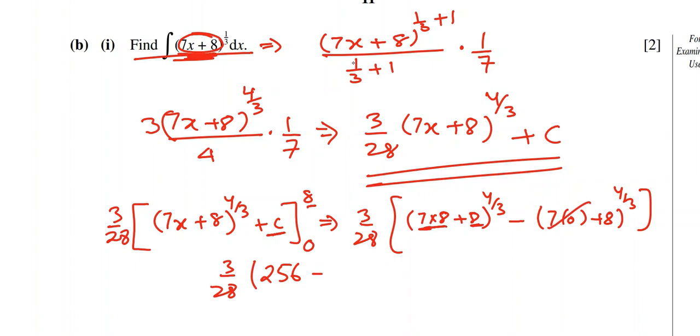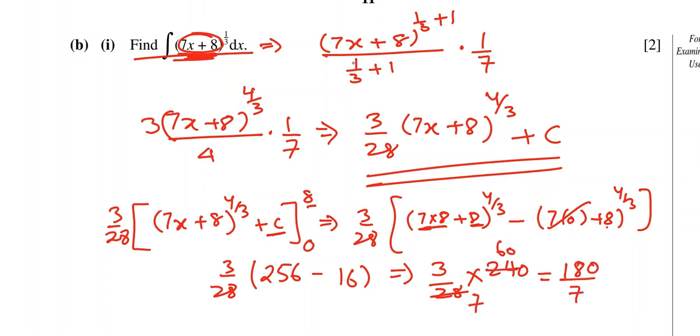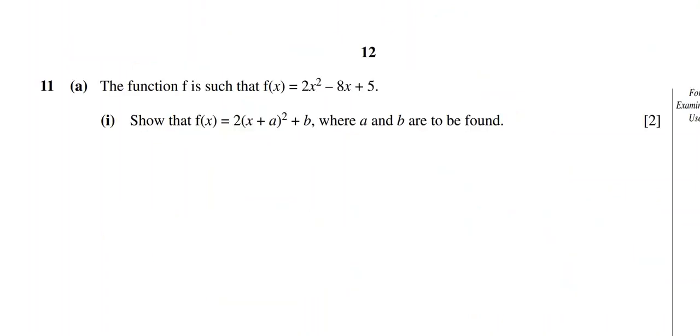So minus 7 times 0 is 0. So 8 to the power 4 thirds will be 2 to the power 16. So it will be 3 over 28 times 240, which will be, okay, we can cancel this. 7, 60. So 180 over 7, or if we divide it, 25.7. That's the answer.